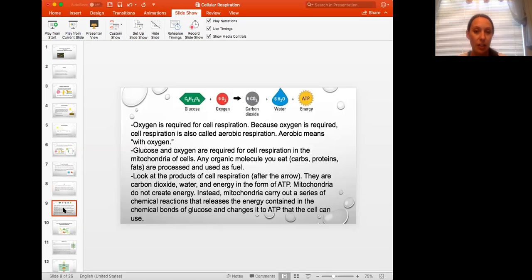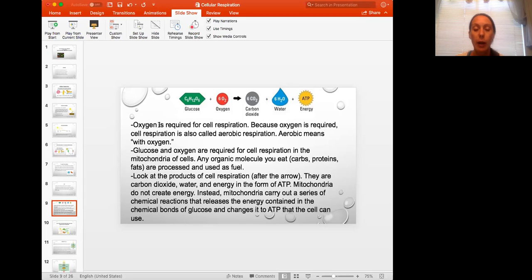Okay, let's take a look at that equation again for cellular respiration. So you'll notice that when we have these equations, like in photosynthesis and cellular respiration, you have this arrow. Here is what we're starting with, and when you combine these together, these are the products. Everything on the other side of the arrow is the product from whatever's on the left side of the arrow. So here we've got oxygen.